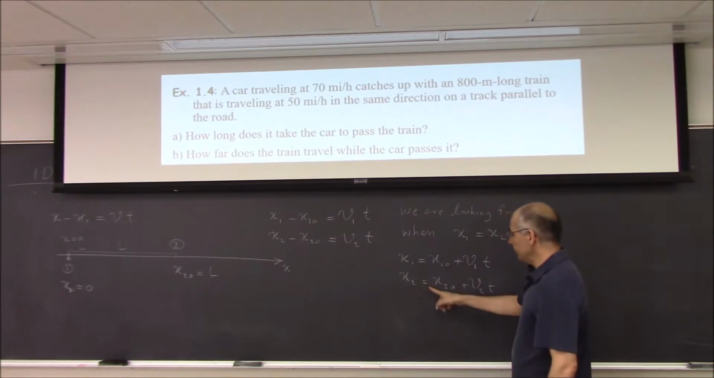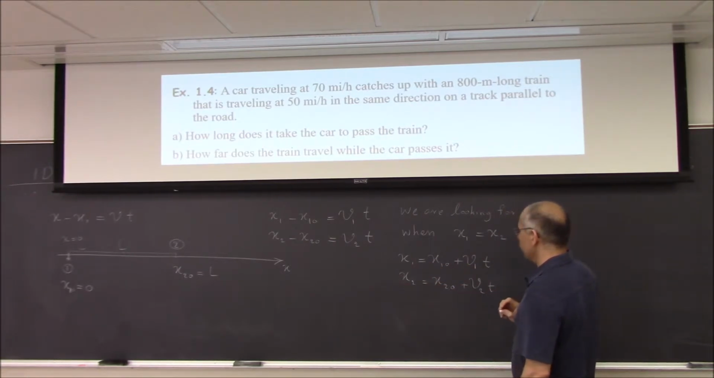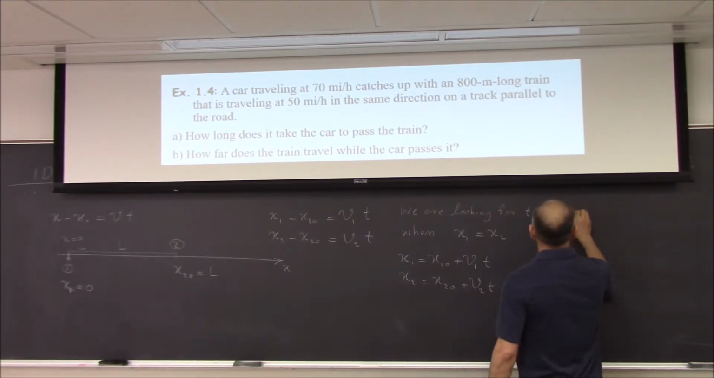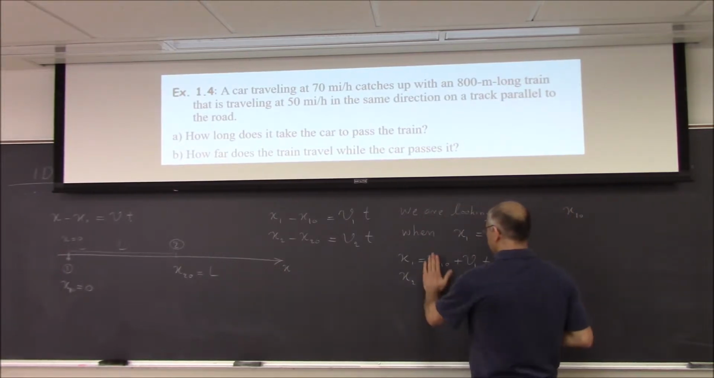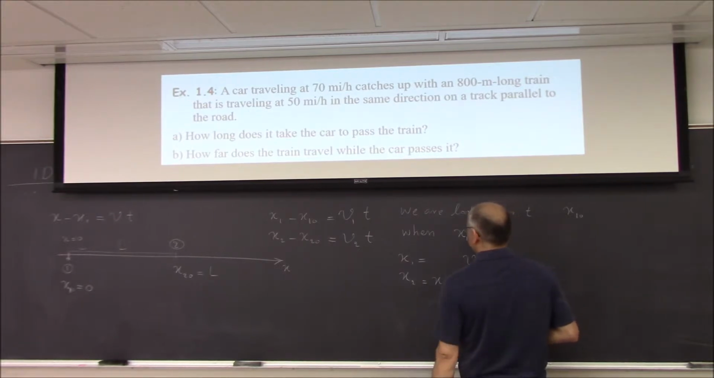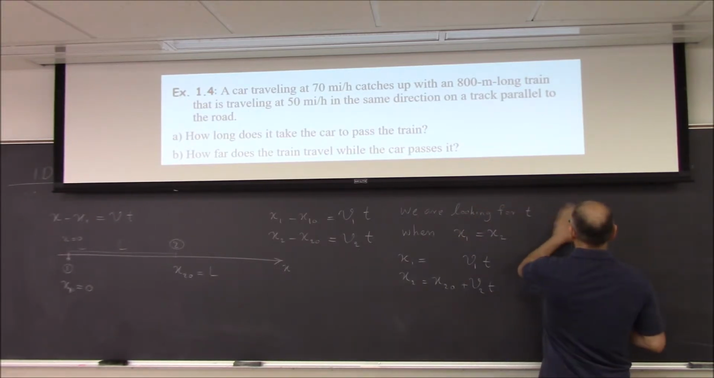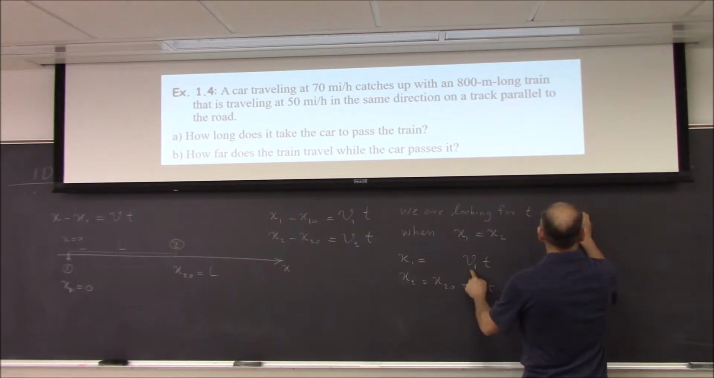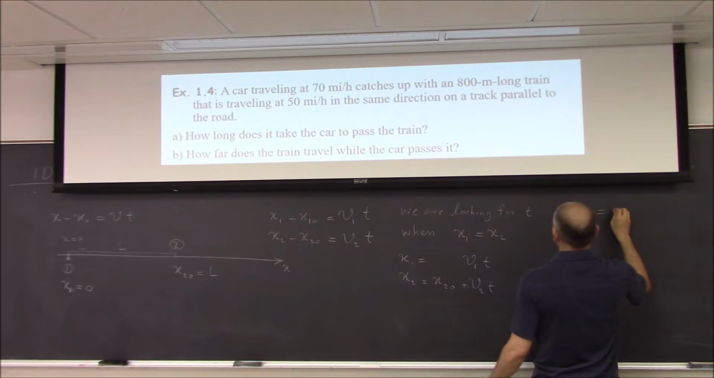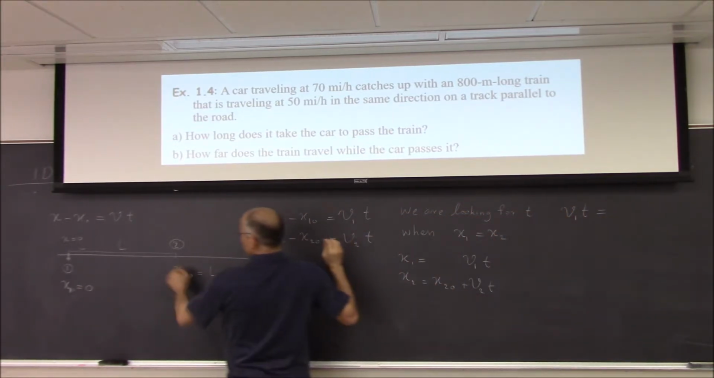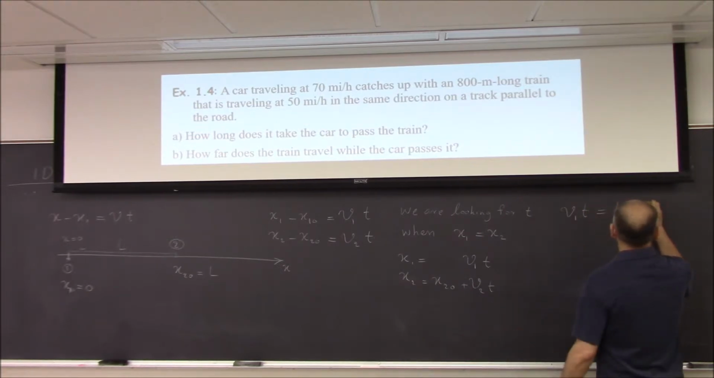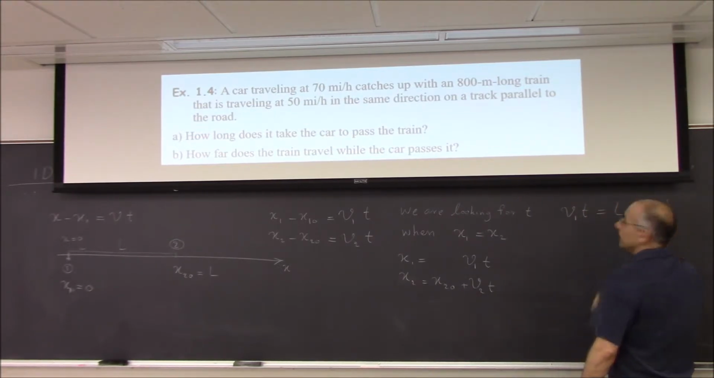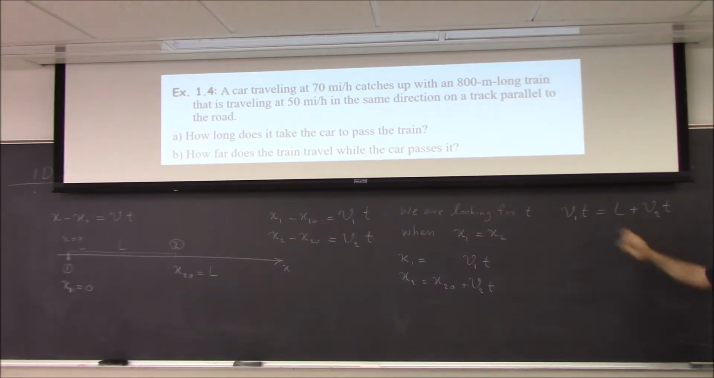And then if you put these together, you put the other sides together. So it becomes x1 naught, and x1 naught is 0. So let me just put 0 here. So it becomes v1 t is equal to x2 naught, which is L, plus v2 t, right? And now solve for t.